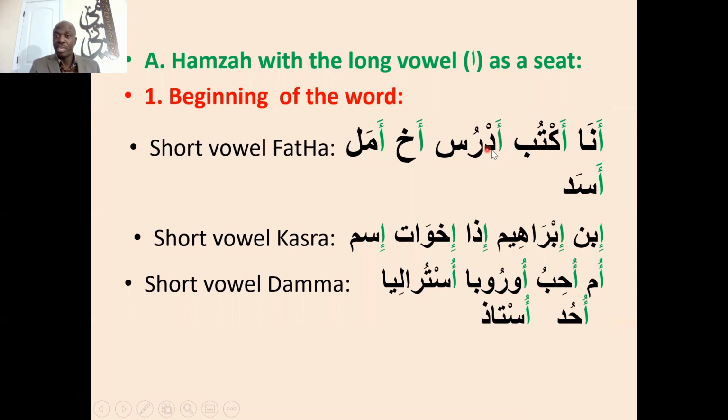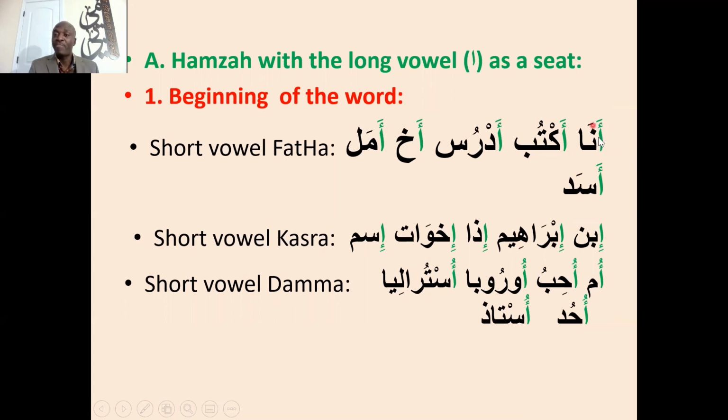Adrus. Darasa is to study. Adrus is I study or I am studying. So in adrus, the hamza had the fatha and the seeding is alif. And as I said, when you start a word with the hamza, the alif is always the seeding. We will never seed the hamza on the waw or on the ya or independently at the beginning, unless there are a few examples in the Holy Quran where you can see the hamza in different positions. But the general rule is the hamza at the beginning only sits on the alif.